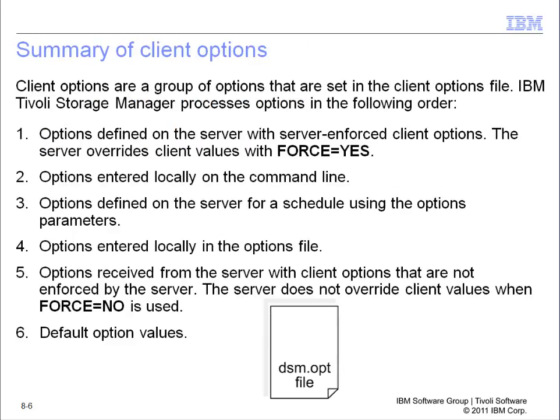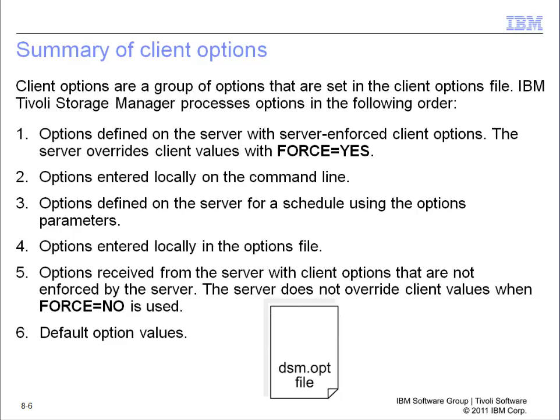Summary of client options. This list shows the processing order. The first options to be processed are server client options with force equals yes. Next would be the options you enter on the command line while you're doing a command. If you were to type backup, the name of a file, and then add exclude, that would override anything in your dsm.opt. Top priority is server-defined client option sets with force equals yes.